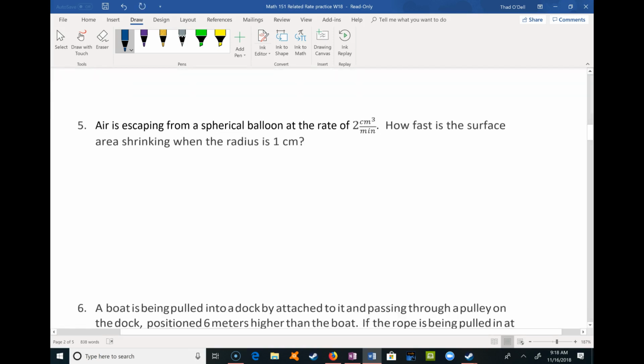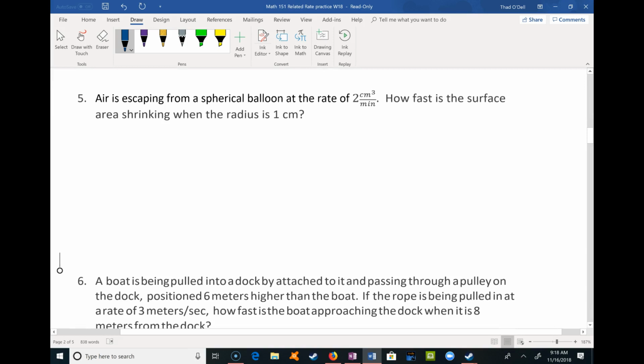There we go. Okay. Air is escaping from a spherical balloon at the rate of 2 cubic centimeters per minute. How fast is the surface area shrinking when the radius is 1 centimeter? Is that a related rate problem or an optimization problem? Sounds like it's related rates, isn't it? There's no biggest surface area or smallest surface area or biggest radius or smallest radius. It's just talking about some rates.